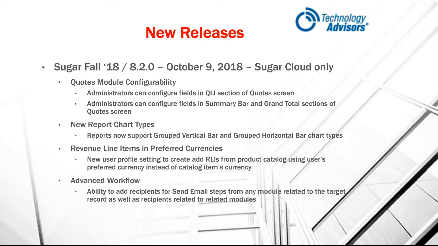The biggest one, I think, is the quotes module configurability. If you use the quotes module, or if you've ever looked at the quotes module and maybe didn't use it because of a lack of configurability, that problem has been solved in the 8.2.0 release. So with this release, administrators can now modify the fields in the quoted line item section of the quote screen when you're building your quote, meaning you can now add your own custom fields to that part of the screen. And administrators can also configure the fields that are in the summary bar at the top of the line section, as well as in the grand total section.